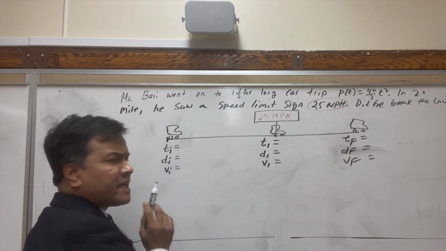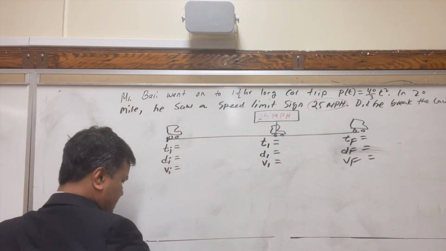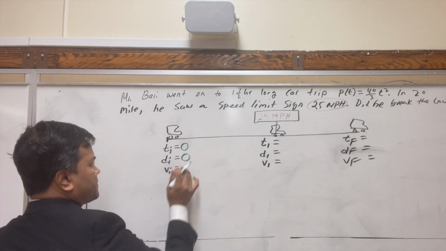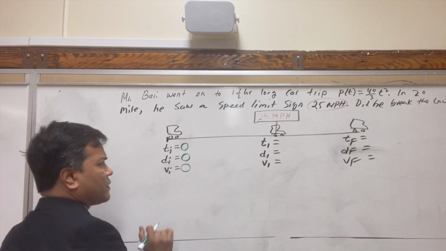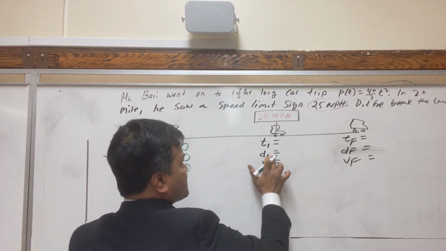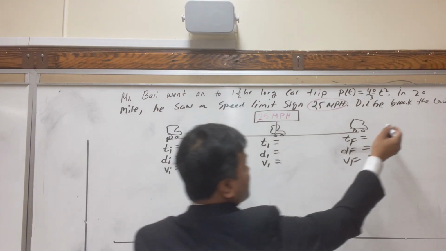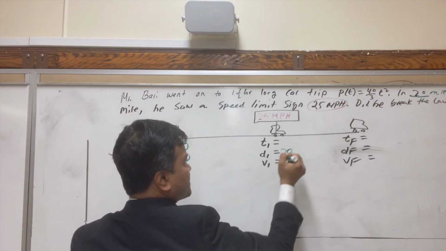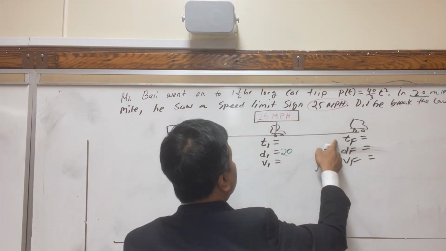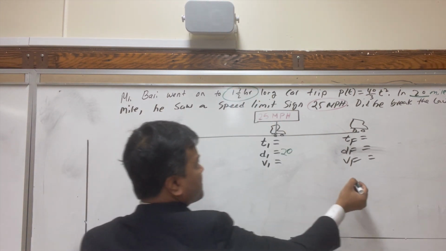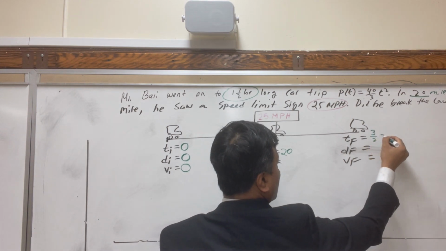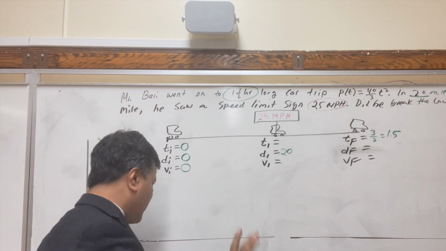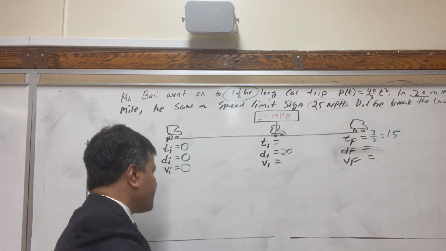All right. So T initial has to be 0, obviously. T initial is 0. D initial is 0. V initial is 0. D1 is, of course, he saw a speed limit sign in 20 miles. So D1 is 20. T final is 1.5 hour long trip, so 3/2 or 1.5. This is what we know. Now we're going to use algebra and physics to find what we don't know.